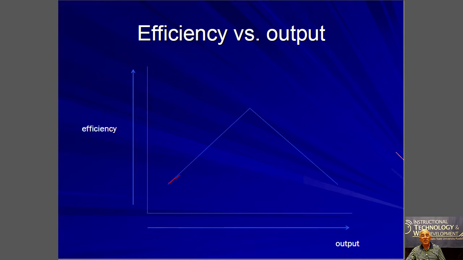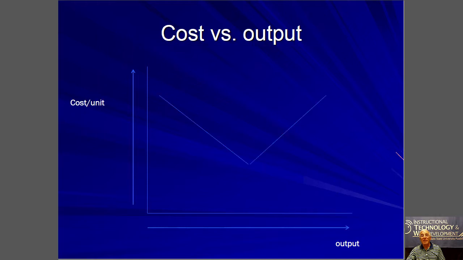So if we look at efficiency, up until I think 4 or 5 workers, we were getting more efficient, then we get less efficient. If that's what's happening to efficiency, what's happening to cost? Our cost is going down, down, down as we add more people to the assembly line initially, but then just the opposite occurs. And our costs are going up.